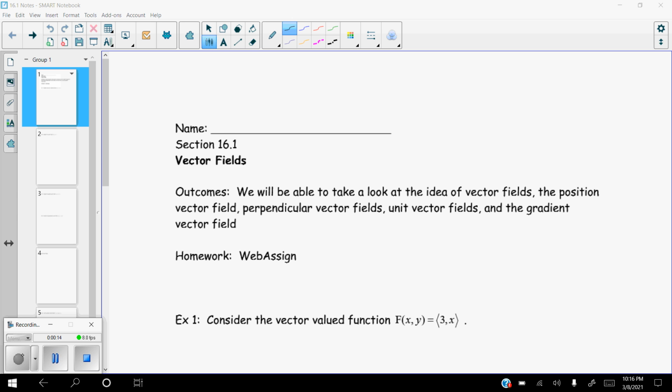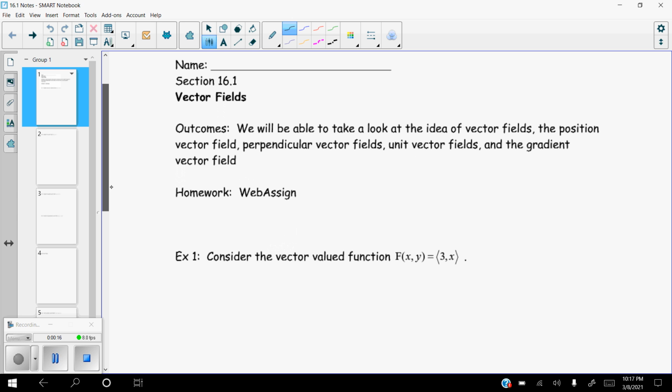16.1 is going to be relatively short compared to the rest of the sections in this chapter, which are definitely not short. This one is vector fields, and it's kind of an extension of slope fields that we saw in Calc 1 and 2. So we're going to extend this to the idea of vectors now.